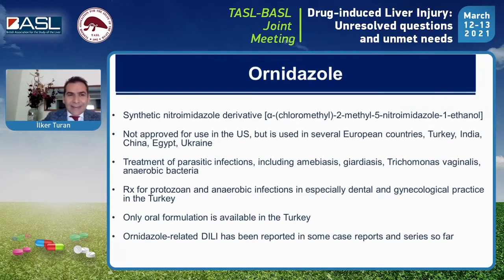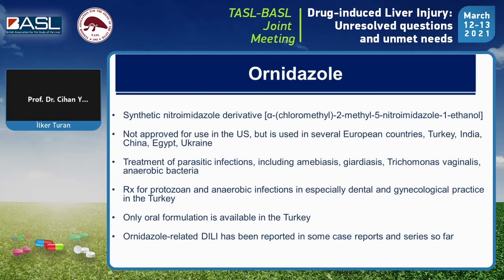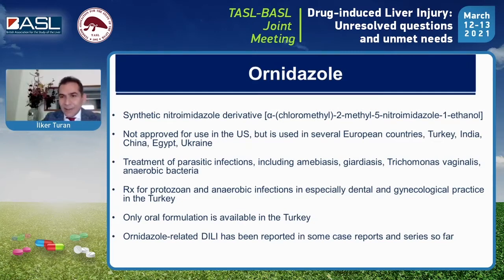Ornidazole is a synthetic nitroimidazole derivative. It is not approved for use in the US, but is used in several European countries such as Spain, Italy, Belgium, and China and some other countries. It is used in the treatment of parasitic infections, including giardiasis, trichomonas, and some anaerobic infections. It is usually prescribed for protozoan and anaerobic infection, especially in dental and gynecological practice in Turkey. Only the oral formulation is available in Turkey.